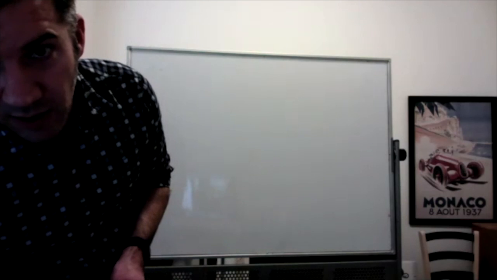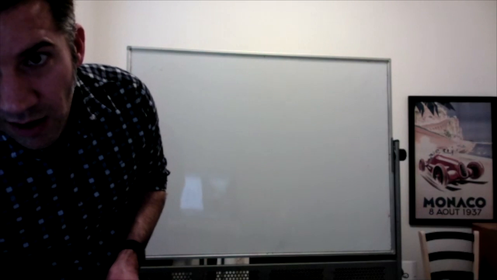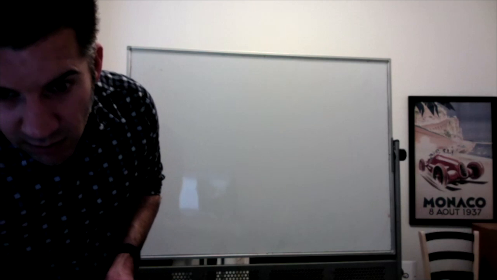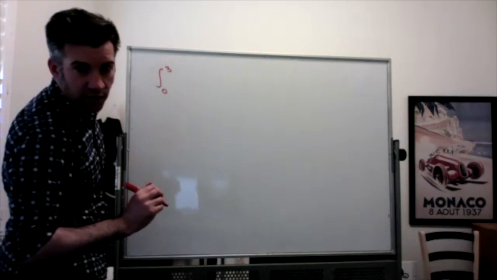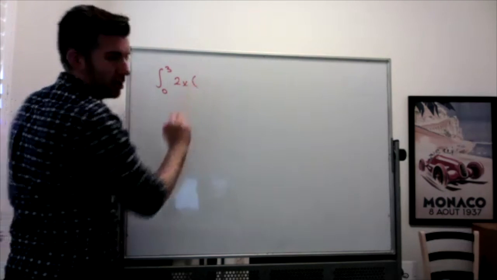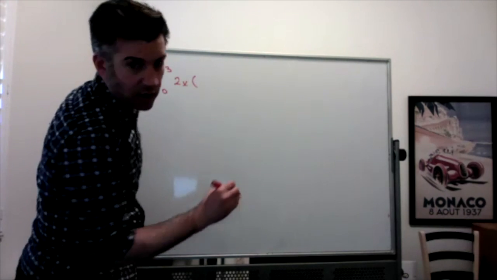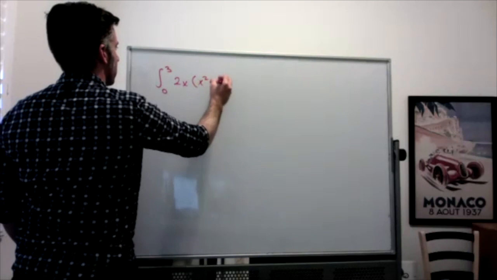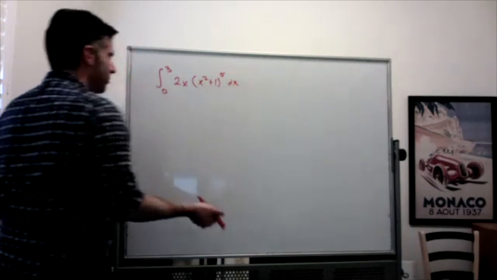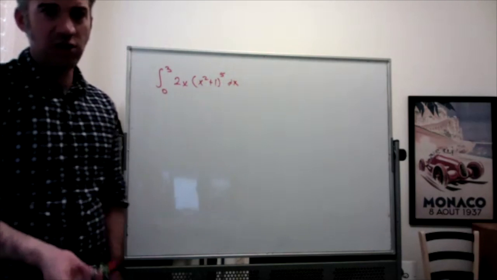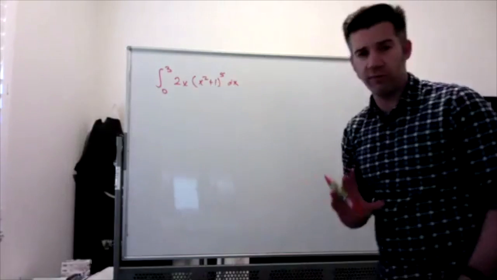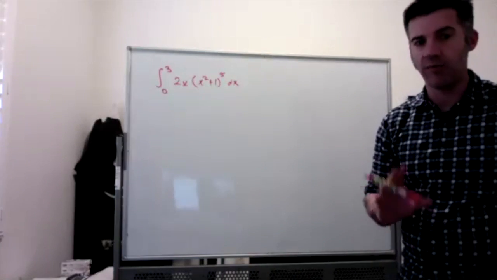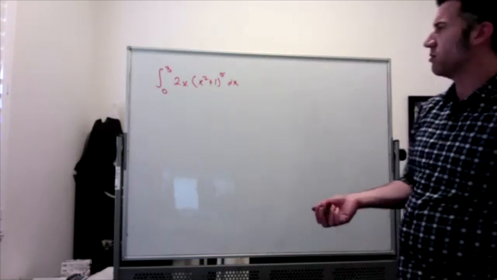Let's see, where'd my examples go? Let's look at this not too terrible example. Let's find the integral from 0 to 3 of 2x times x squared plus 1 to the 5th. Could you multiply this out? Yes, you could. Should you multiply it out? No, you shouldn't. So there are 2 valid ways, well, 3 technically, if you multiply it out, but there's a couple ways you could do.